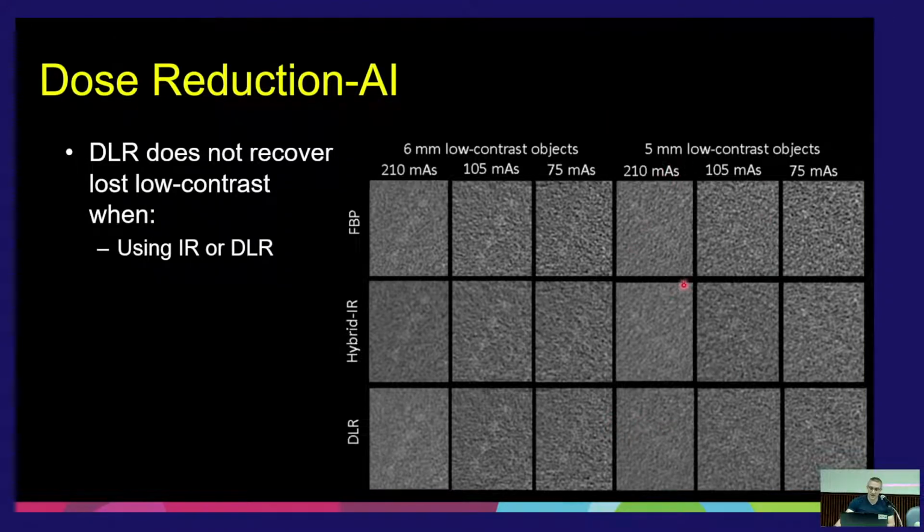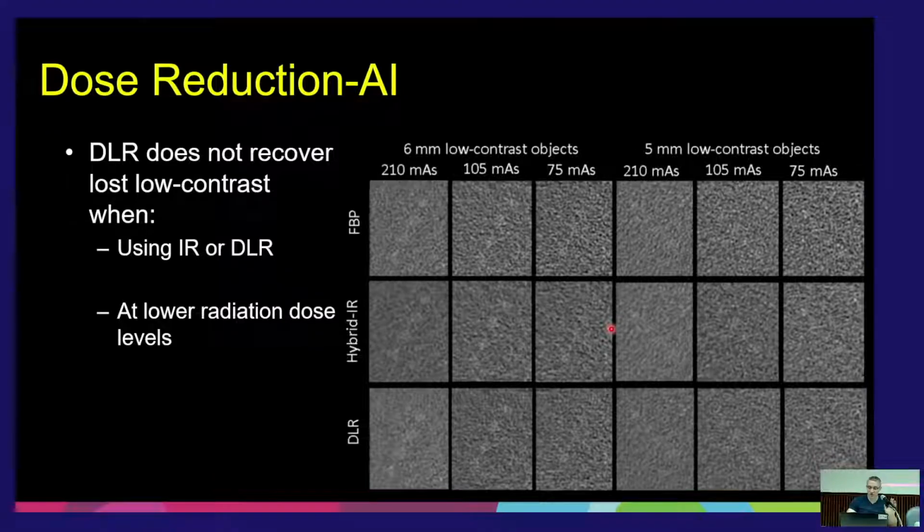Here, this is the same phantom, but now it's a 5 millimeter, and so it's much harder to see. I would argue you could still see it at this 210 mAs level for all, even the filtered back projection. But then as you go, it's definitely lost here. Maybe, possibly you can see it a little bit because the noise is cleaned up. But I didn't gain the ability to see 5 millimeter anymore using deep learning than I did with iterative reconstruction or filter back projection. So there's just that caveat. Just wanted to put that caveat out there.